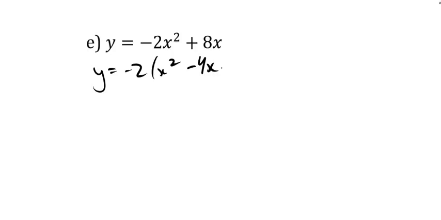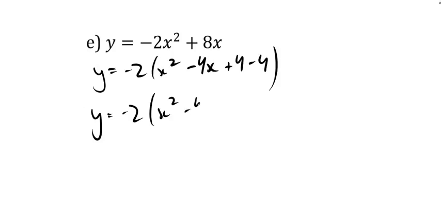Half of 4 is 2, squared is 4 again, so plus 4 minus 4. No number on the outside. x squared minus 4x plus 4. And then negative 2 times negative 4 outside the bracket is plus 8. So again, sometimes people forget either the negative or the multiplying by 2 or something like that.